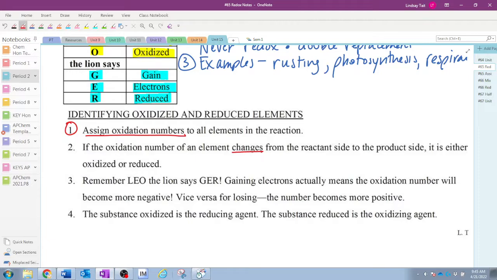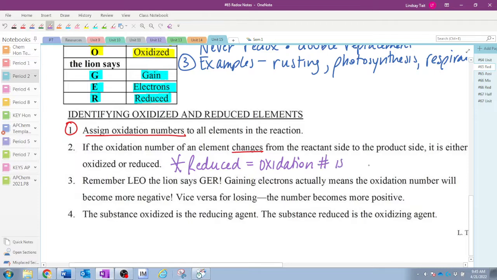So how do you know which one's which? Well, it tells you here with number 3. It says, remember Leo the lion says, Grr, gaining electrons actually means your oxidation number will become more negative because electrons are negative. So if I gain negative things, I'm moving towards the negative side of a number line. But here is a quicker way that we can write this, and that is the substance that is reduced, its oxidation number is reduced. It's going to the negative side of a number line.